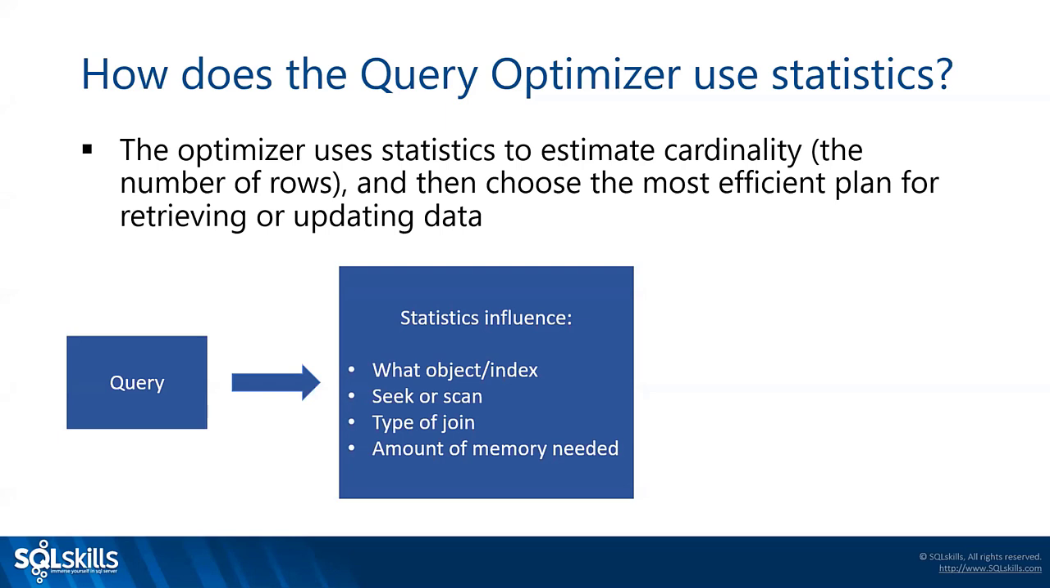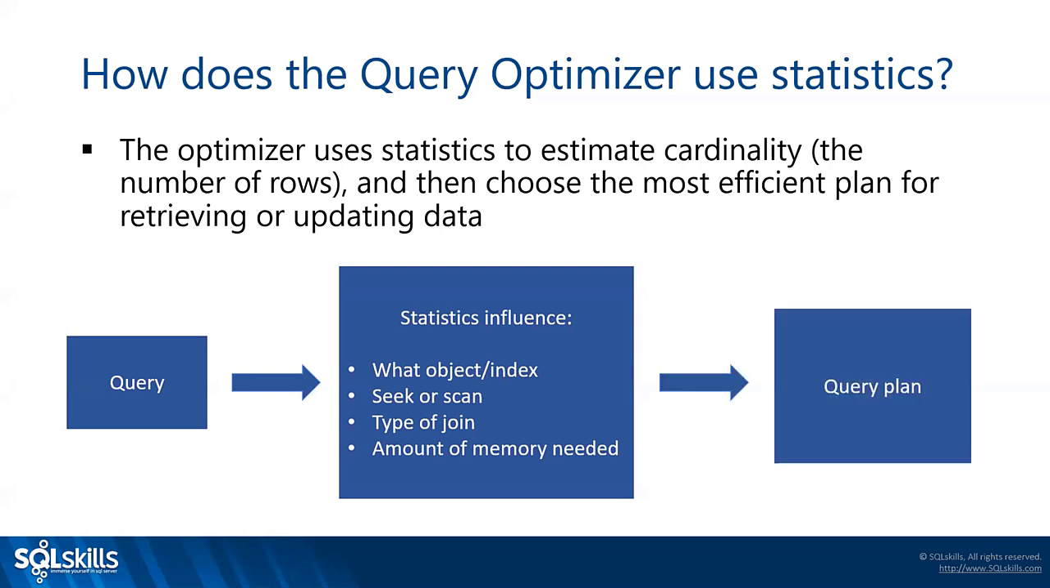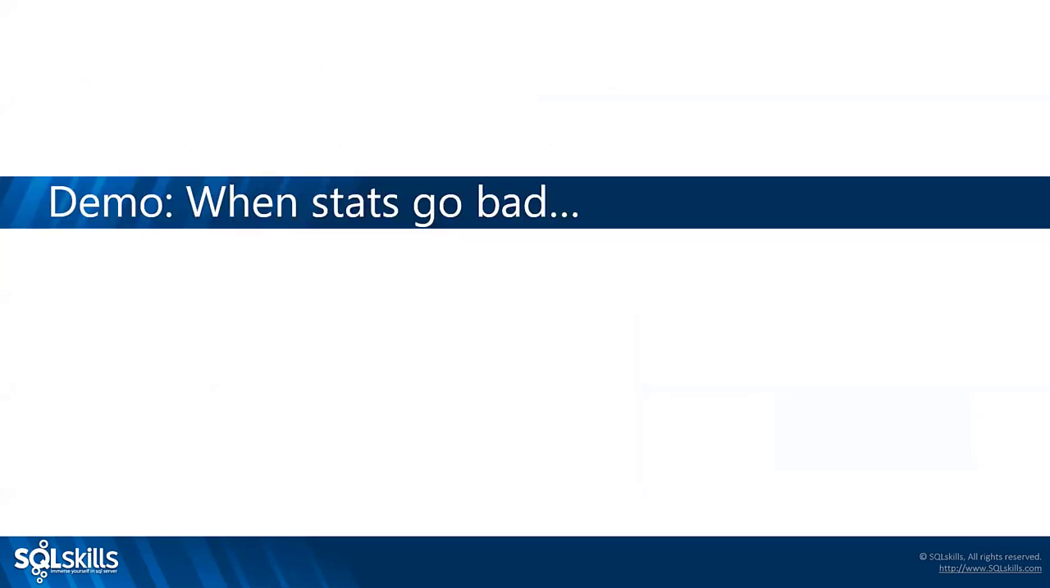Now there's more things that it influences. This is just kind of where I'm focusing today based on time. So part of the optimizer is to estimate all this, decide what objects you're going to use, and then put that plan together and pass that along. So what happens when stats go bad?